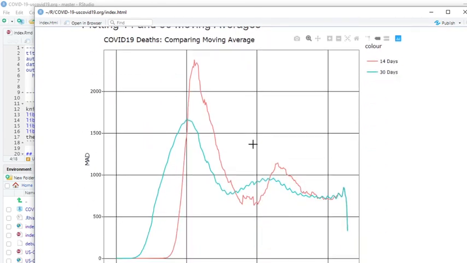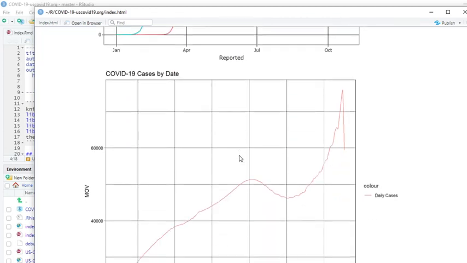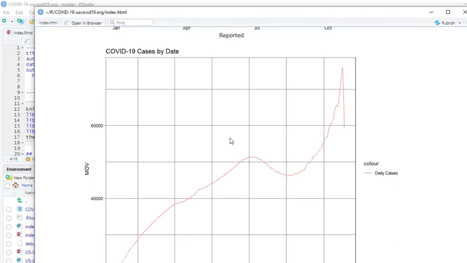Moving averages, 13, 14, and 30 days, and that's just a little doodle on my part. That's a really smooth line for deaths or cases by day.